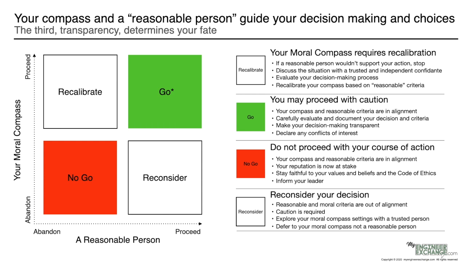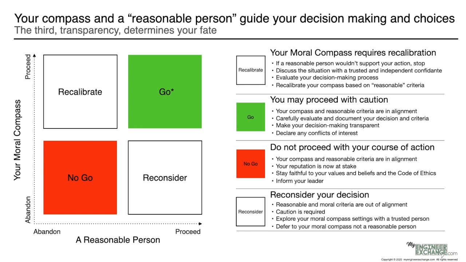Now, if that is the case, what I then encourage you to do immediately is stop and discuss the situation with a trusted and independent confidant, because it would appear to me that your moral compass may need some recalibration based on a reasonable criteria that an independent person like Millie is applying. You don't want to find yourself in a situation where you're compromised. So if a reasonable person wouldn't go ahead, neither should you. In the first instance, you should sit down and discuss that situation with a trusted and independent confidant.